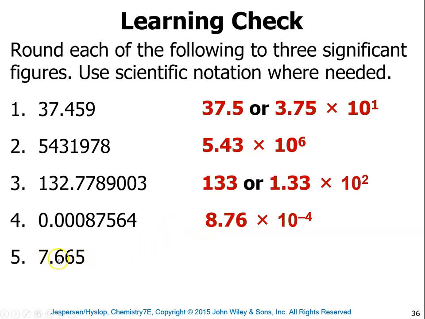Finally, we have 7.665. We're not going to use any scientific notation, but to make it 3 significant digits, we go 1, 2, and 3. We're going to round that up because it's 5 or greater.